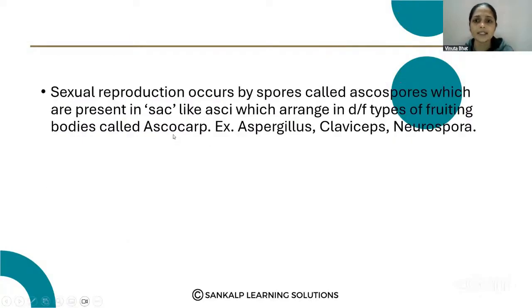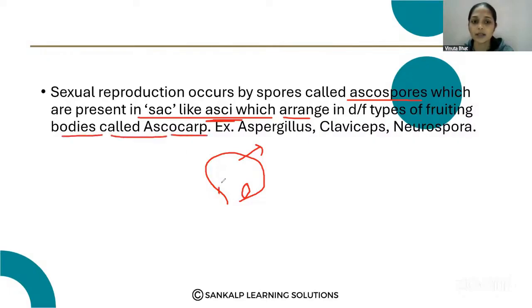Then sexual reproduction occurs by the ascospores, which are present in a sac-like structure called the asci. So the sexual spores are produced inside the sac-like structure. Hence the name ascomycetes, sac fungi, and that sac is known as asci. The fruiting bodies present are called the ascocarps. Inside the asci, which is the sac-like structure, the ascospores are produced.